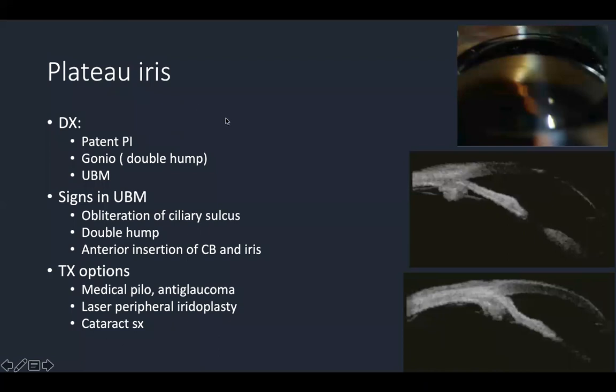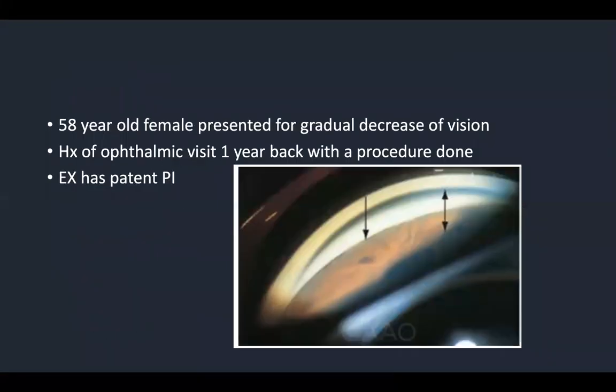So the point of this slide is to show you that plateau iris can present as acute or chronic. I think Dr. Ala Mufti presented an acute case where the patient presented with a picture of acute angle closure, then you did the PI, and after that the IOP didn't improve, and the angle was still closed, and it was eventually diagnosed as plateau iris. In this case, it's a chronic angle closure. So just keep it in mind that plateau iris can present as chronic as well as acute.